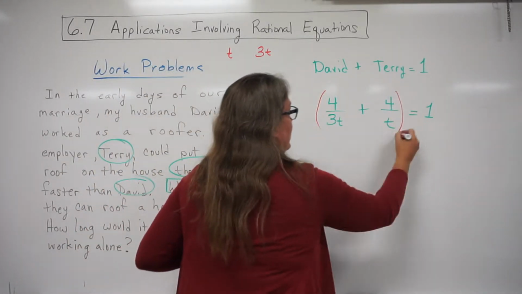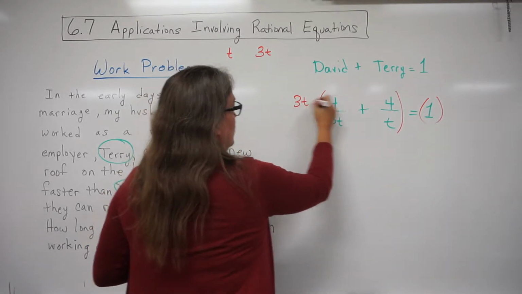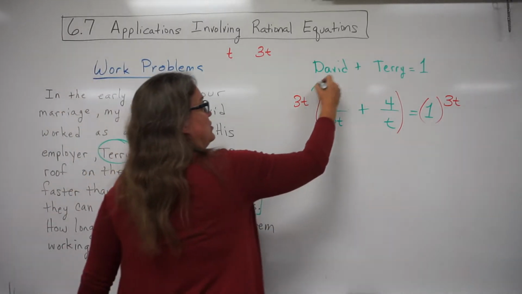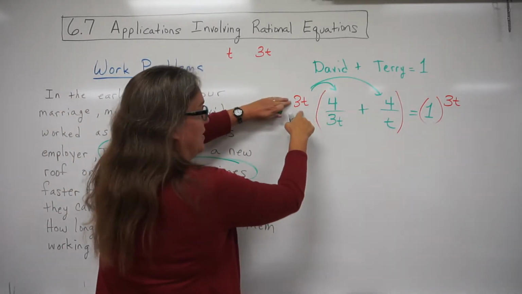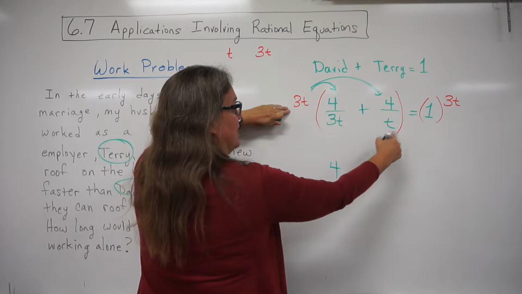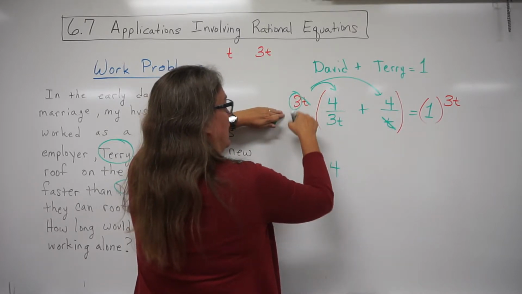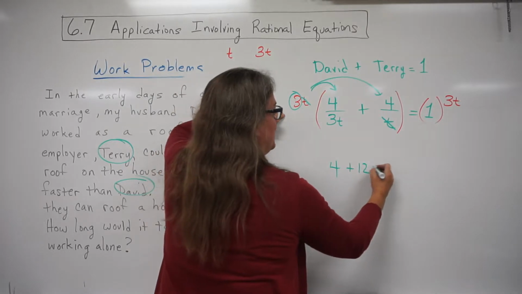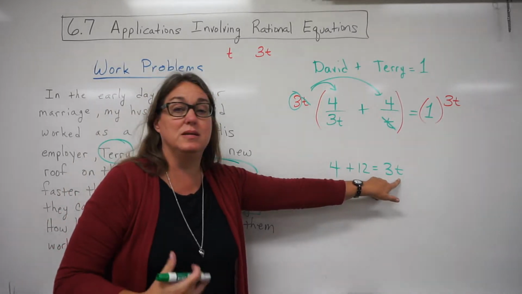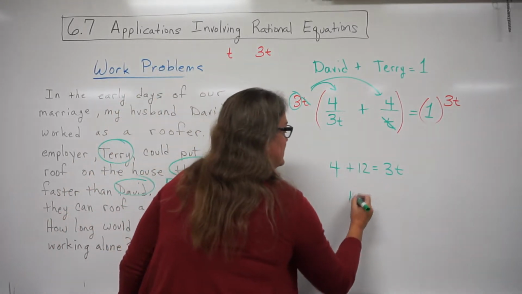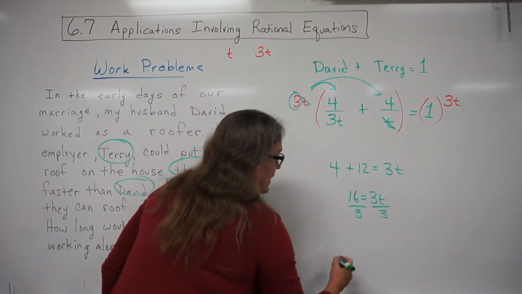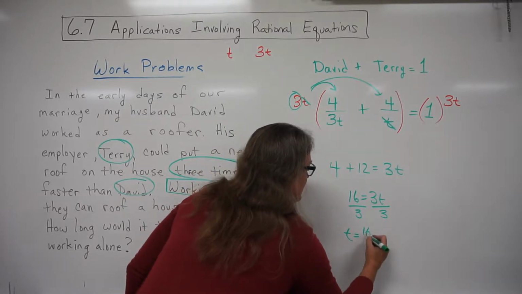So, again, we find an LCD. We multiply both sides by that LCD, and we solve the problem. Distributing here, when you multiply this by the first term, the 3t's cancel, and we get 4. Multiplying by the second term, just the t's cancel out, and I get 3 times 4, which is 12. That's equal to 3t, and now we just have a linear equation. We need to get the t by itself. 4 plus 12 is 16. Divide both sides by 3, and we get that the amount of time is equal to 16/3.